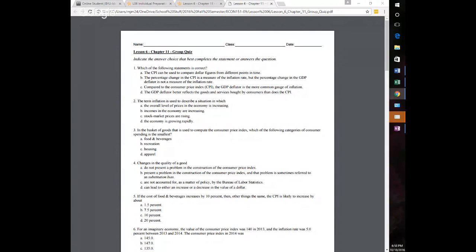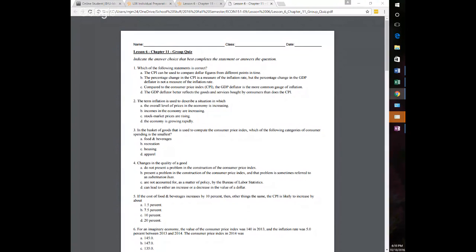Thank you. I'll go ahead and do 6. For an imaginary economy, the value of the consumer price index was 140 in 2013, and the inflation rate was 5.0% between 2013 and 2014. The consumer price index in 2014 was, and I got B, 147. Same. I got that as well. Same here. That's right.